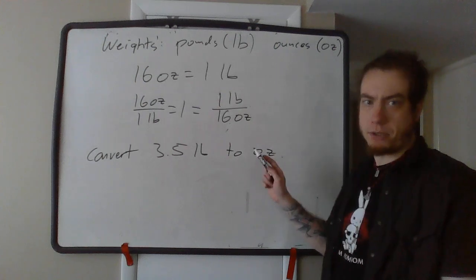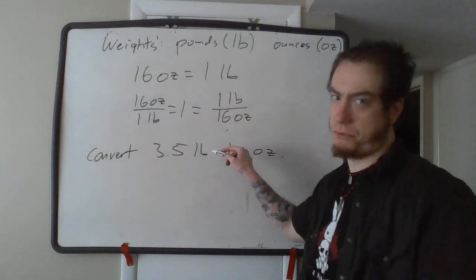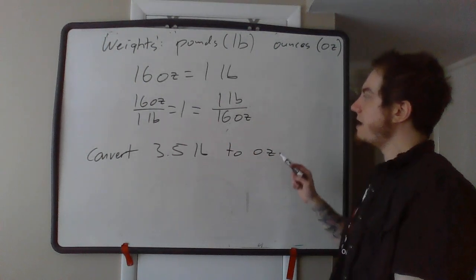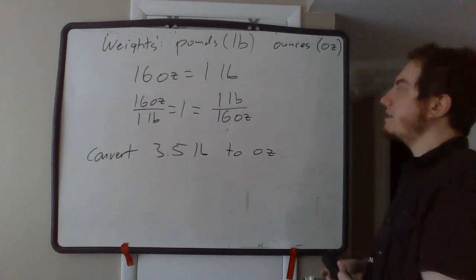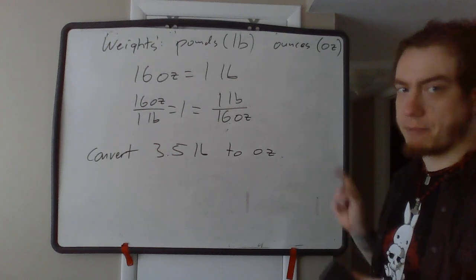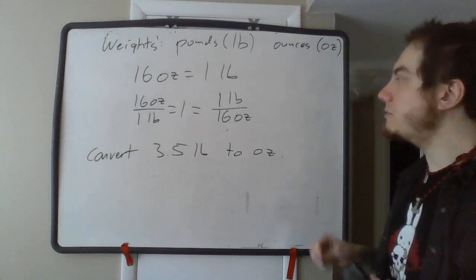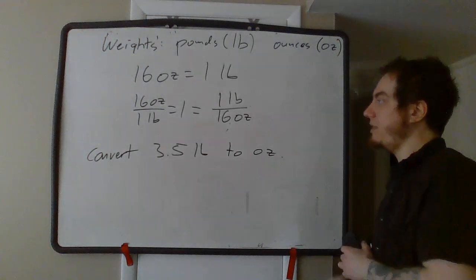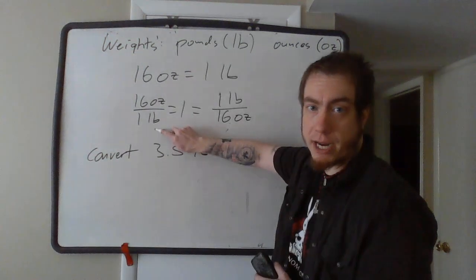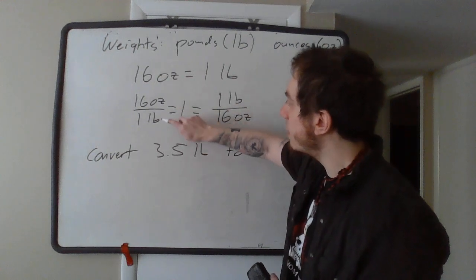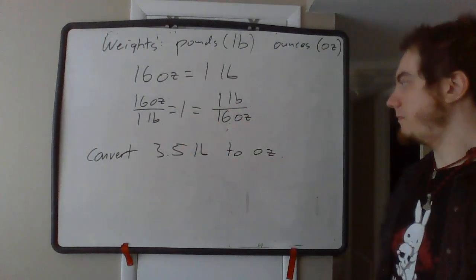What do I want to cancel here? I want to cancel the pounds. And I want to end with ounces. That means I want ounces in the numerator because I'm ending with that. I want pounds in the denominator because I want to cancel that. Well, that's what I've got right here, right? I have ounces in the numerator, pounds in the denominator.